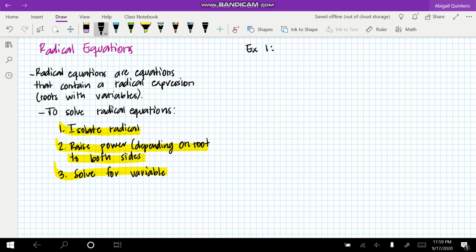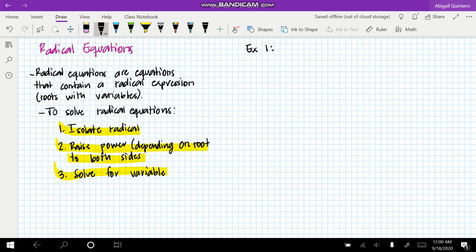Okay, so now I'm going to go over a different type of equations. These are known as radical equations, and these are equations that contain a radical expression, or basically roots with variables, such as the square root. It can be a cubic root, but it's basically roots with variables in them. Now, to solve radical equations, we have three steps that we need to follow.